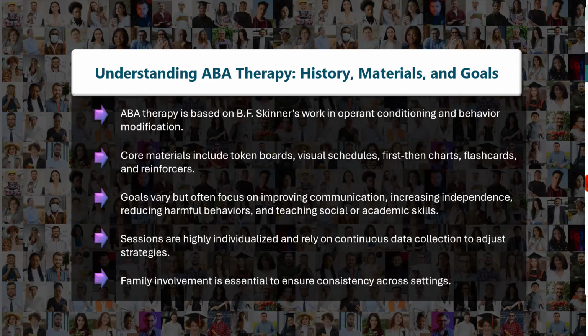Today, ABA is considered a gold standard in many therapy and educational settings, with thousands of therapists trained around the world to deliver services using data-driven methods.